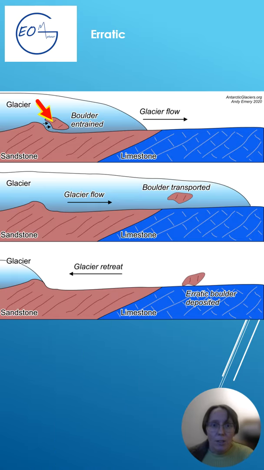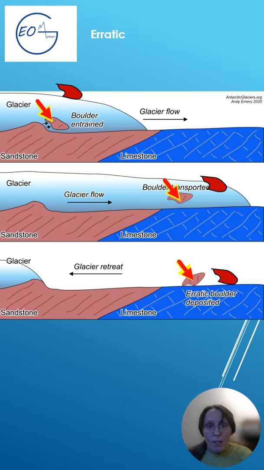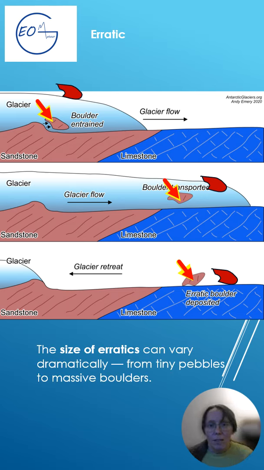A moving glacier crushes the bedrock and carries the fragments, and when the glacier retreats, those rocks are deposited far from the source. If a piece of rock lands on the glacier, with time it dives into the glacier body, and finally, when the glacier retreats, it ends up on the land surface. The size of erratics can vary dramatically, from tiny pebbles to massive boulders.